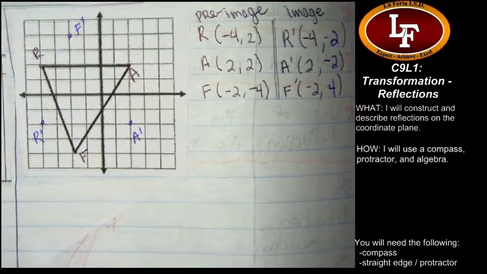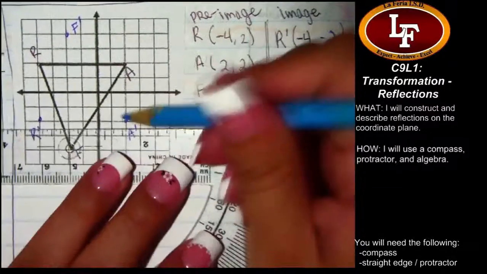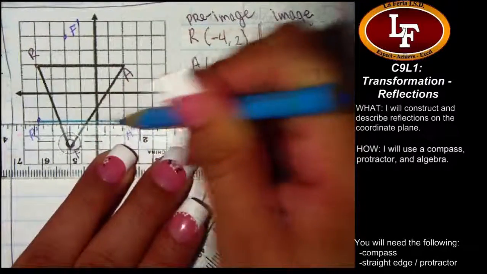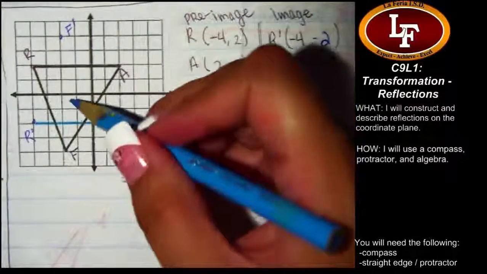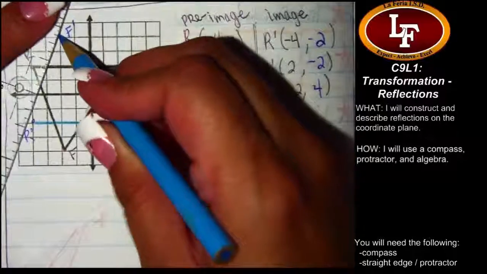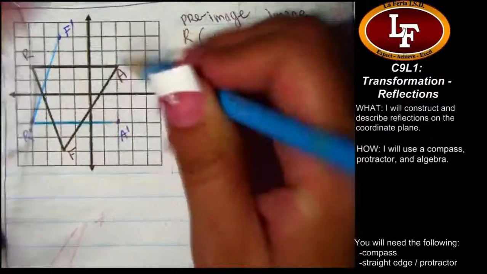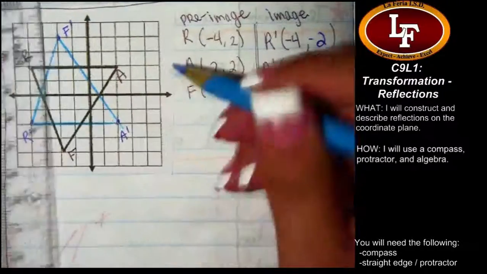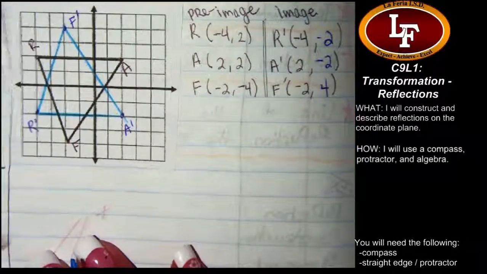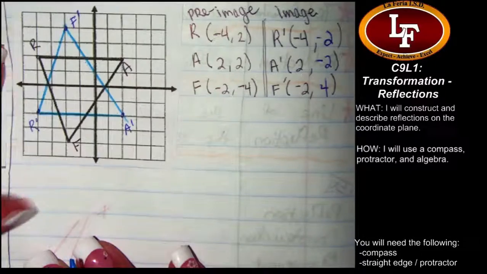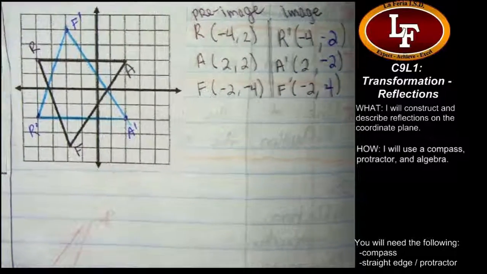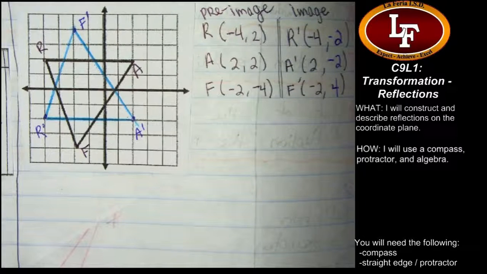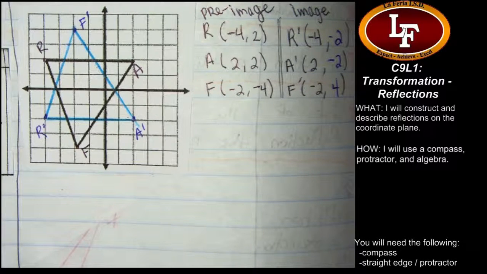Once you have the points graphed, take your protractor straight edge and connect the reflected points. Bless you. And there's our reflection. Questions?